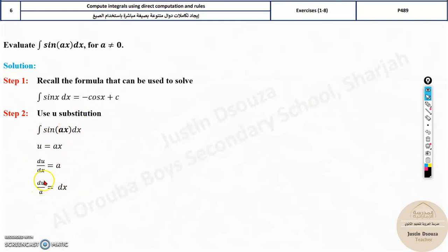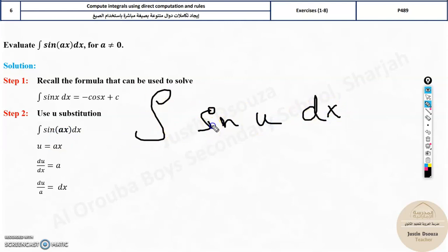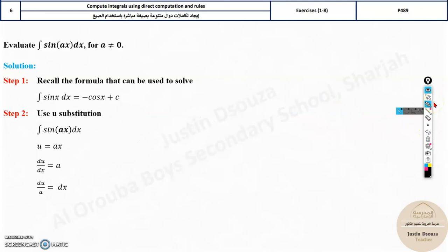Why do we need this dx in terms of du? Because now you can substitute u for ax, but you're still remaining with dx. You can't integrate when you have the function in terms of u and the integral in terms of dx. These are two different things. It's not possible. It must be the same variable. So that is why you need to find dx in terms of du. Now just substitute everything and solve.